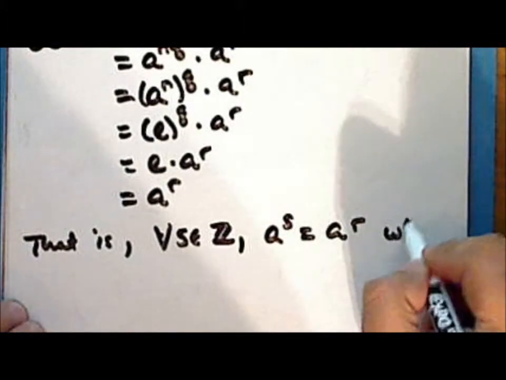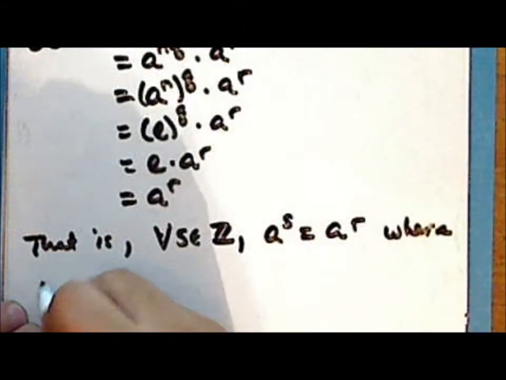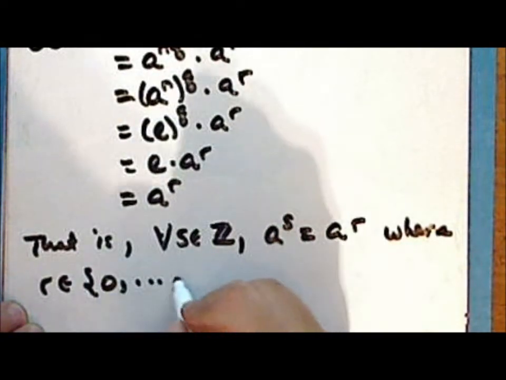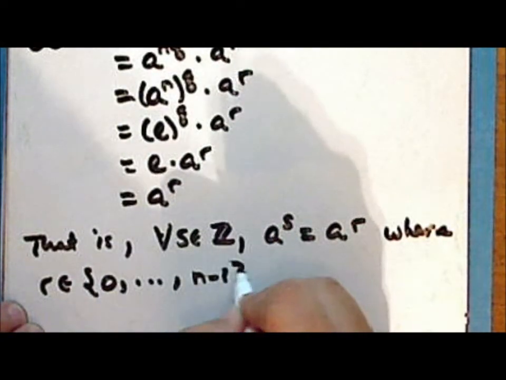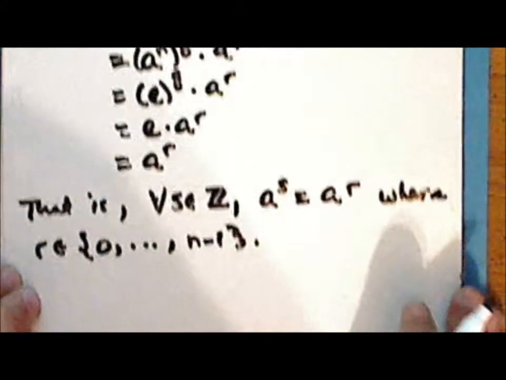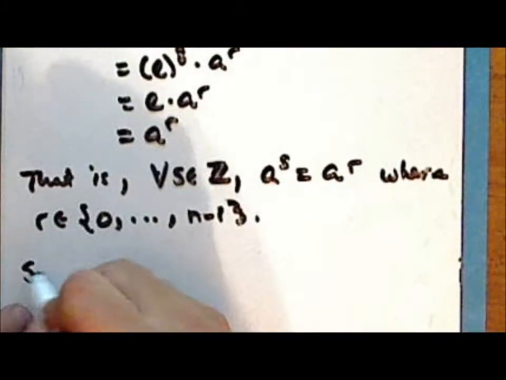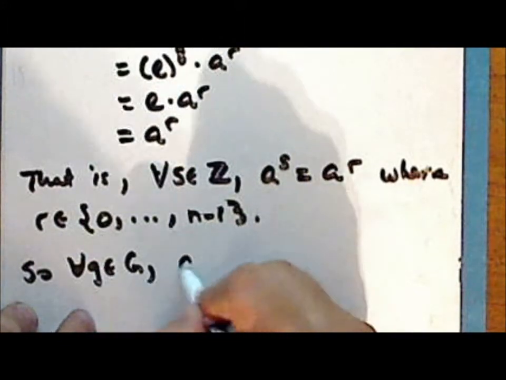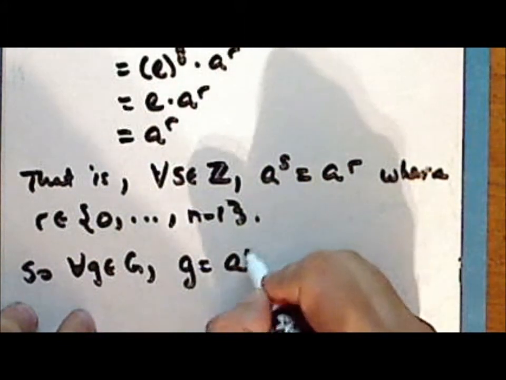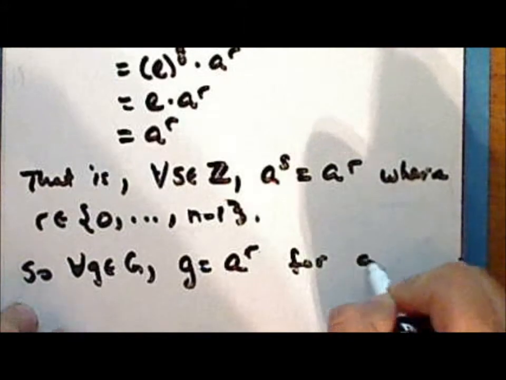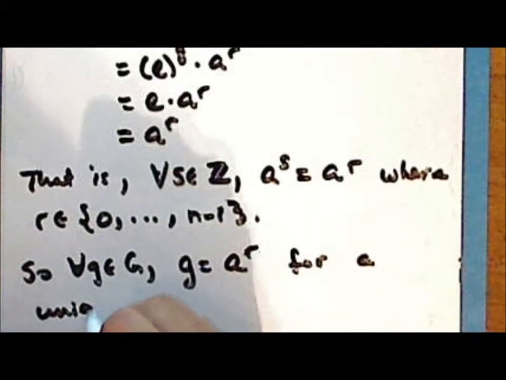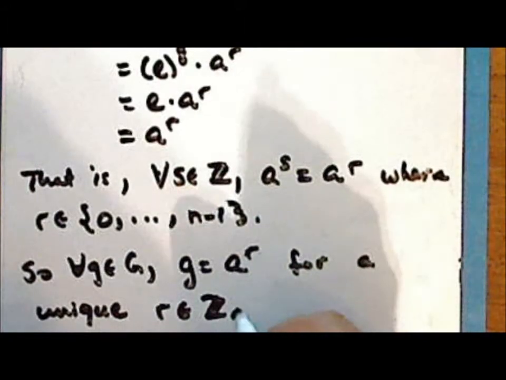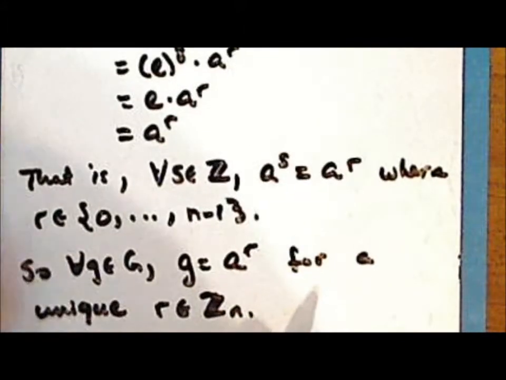That is, for every integer s, a to the power of s is the same as a to the power of r, where r is a non-negative integer ranging from 0 to n minus 1. And so for every element g in the group, g is equal to a to the power of r for a unique integer r in the set of integers modulo n.